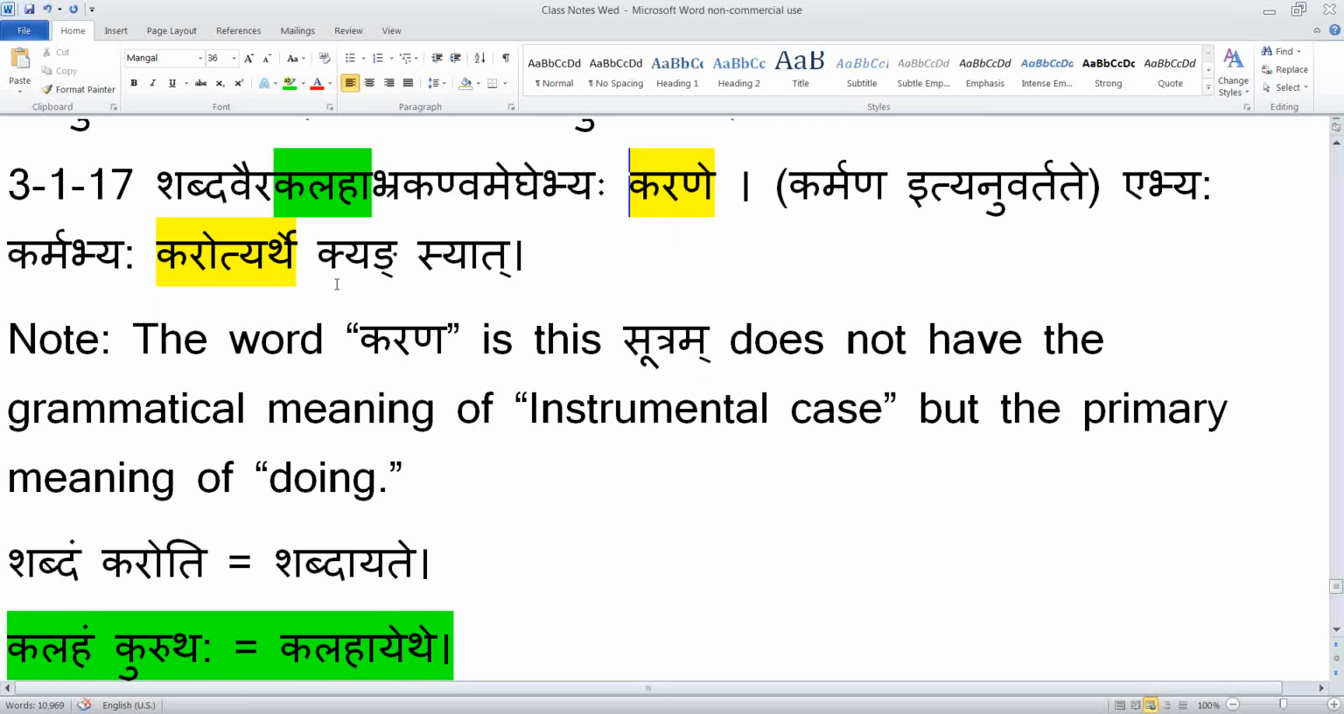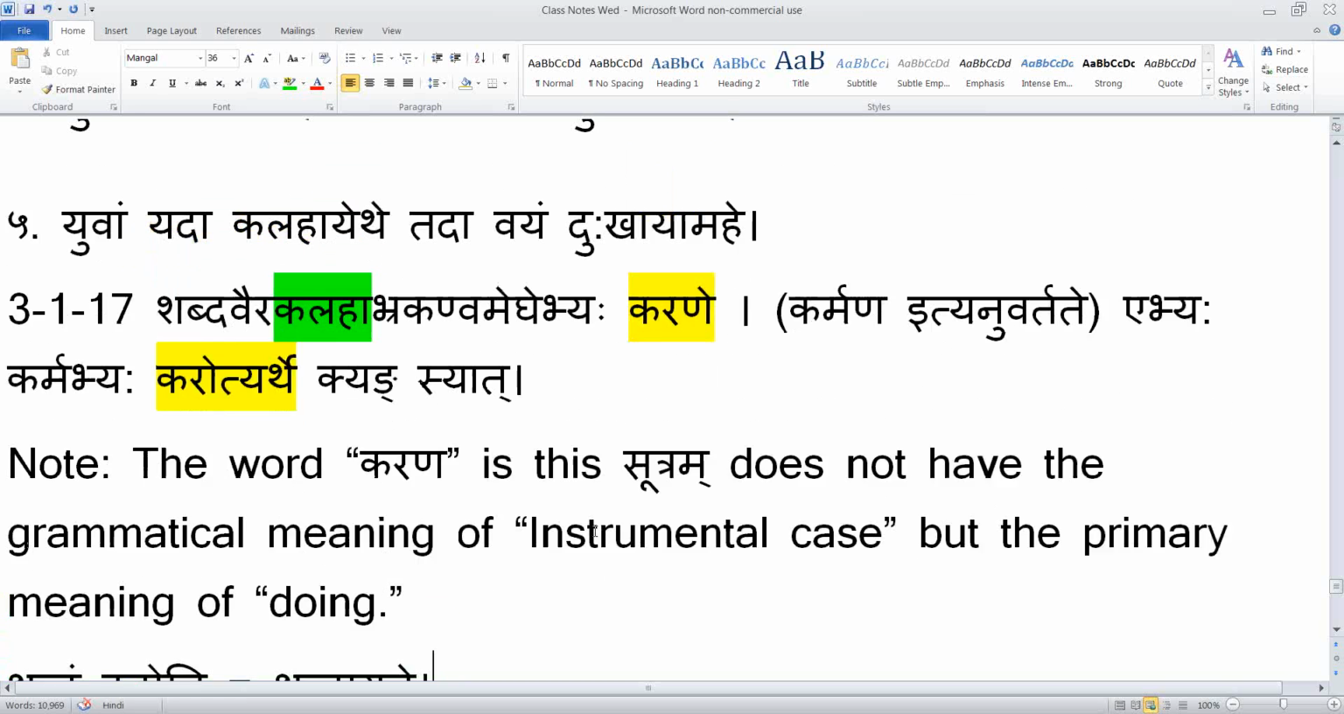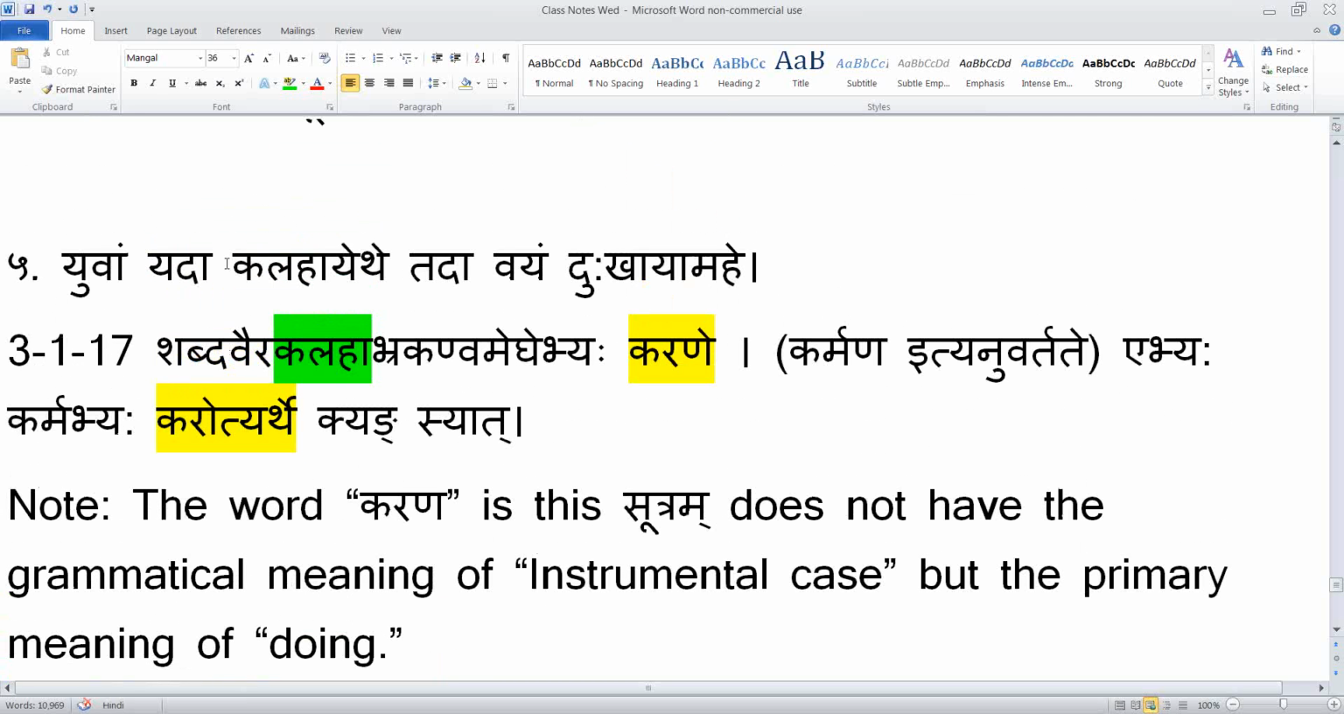So we have kalaha plus kyang, suplok anubandha lopaha. Again the same thing: akrus sarvadhatukayor dirghaha. That is kalahaya, a sanadi dhatu, a derived dhatu. Kalahaya, akrus sarvadhatukayor dirghaha, same as before. I think the prakriya is the same, but the meaning is different. It's karane, doing that. So kalaham kurutha. We'll do the same thing here: yuvam yada kalaham kurutha, kalaha yethe.